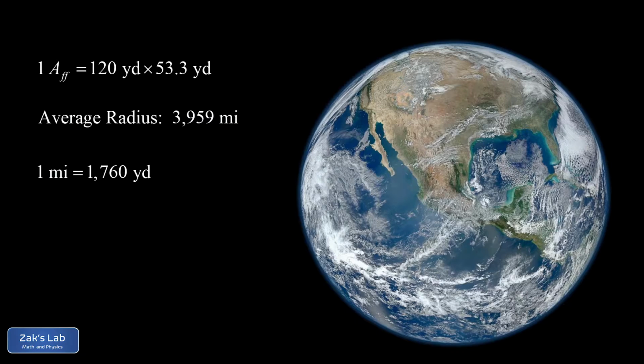And the basic strategy is that we're going to compute the surface area of the Earth in square miles, and then we'll get the area of a football field in square miles, and finally we'll divide the area of the Earth by the area of the football field.